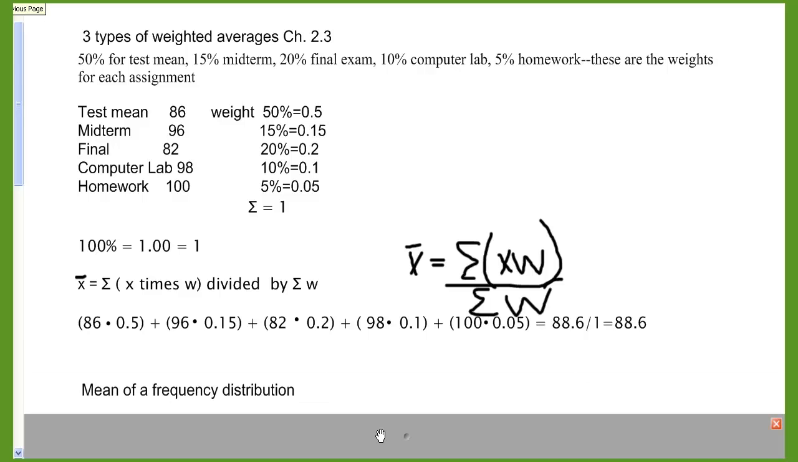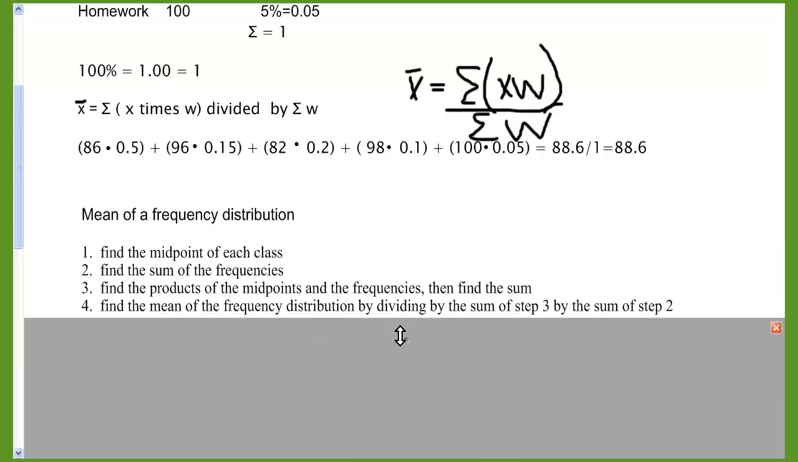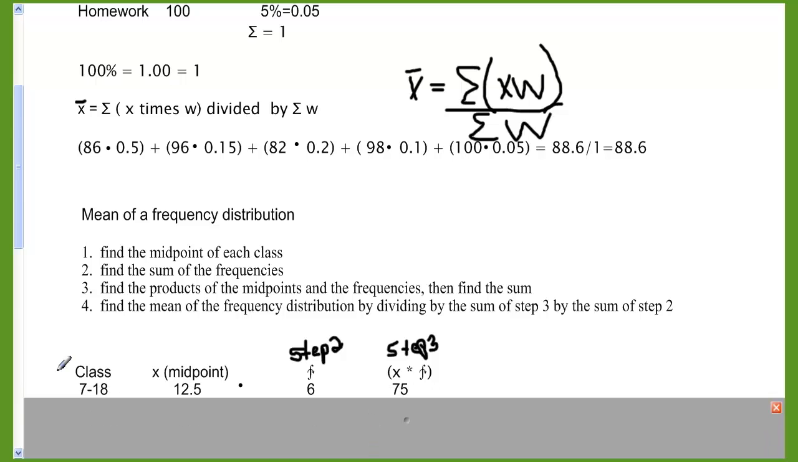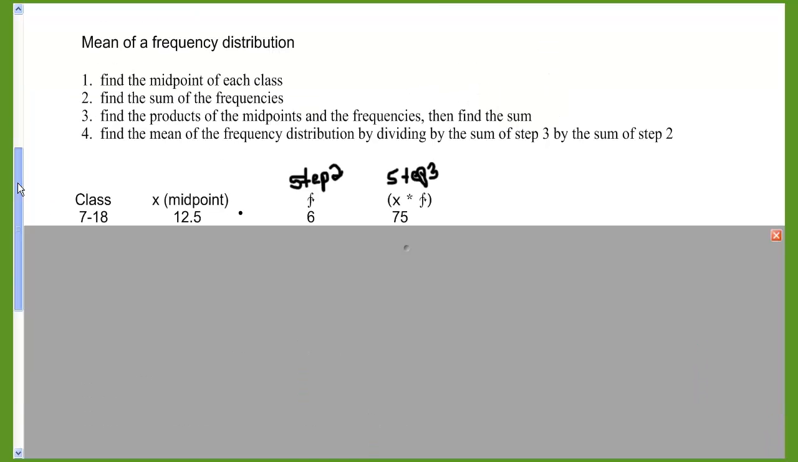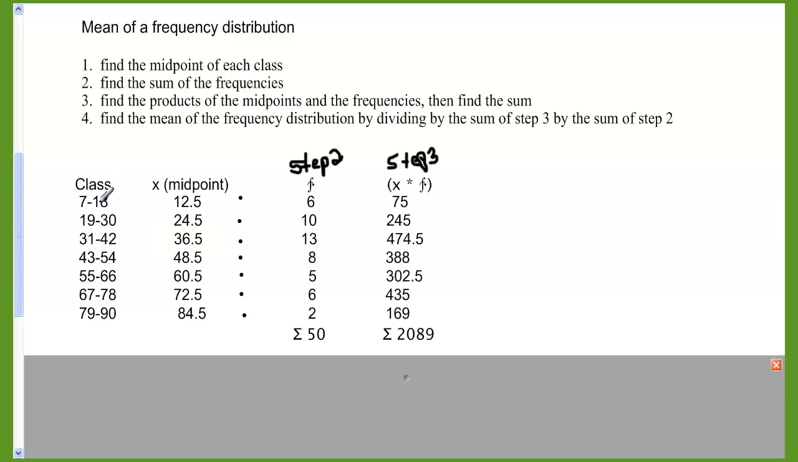The second type is the mean of a frequency distribution. And so we're going to look at a frequency distribution, and here are the 4 steps that you're going to follow to do this. The first step, you're going to look at the class, and these classes were given to me earlier, I think in section 2.1, and so the class is from 7 to 18, and you want the midpoint, which is 12.5. Here's the frequency, how many numbers were in this class.